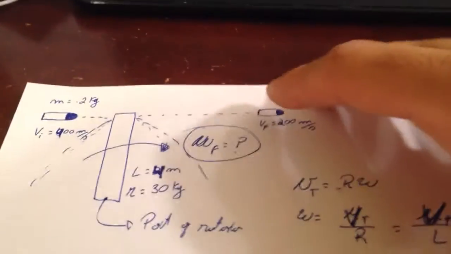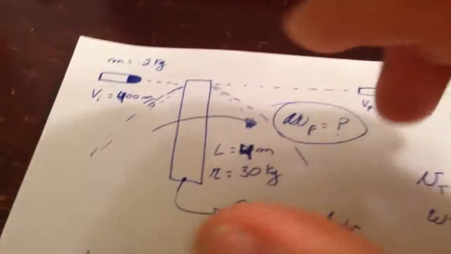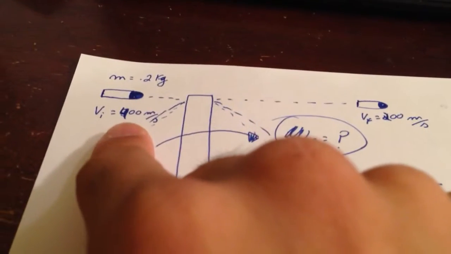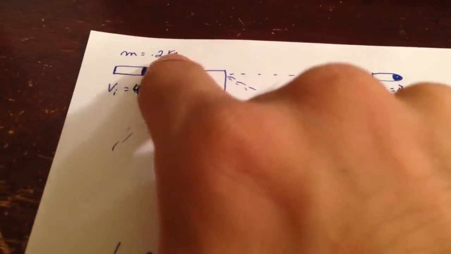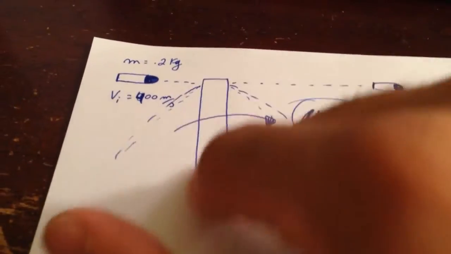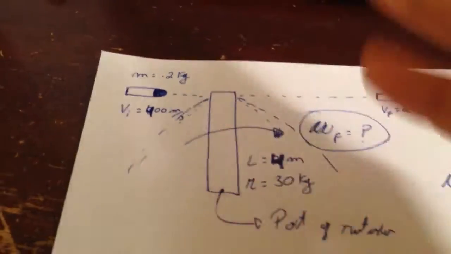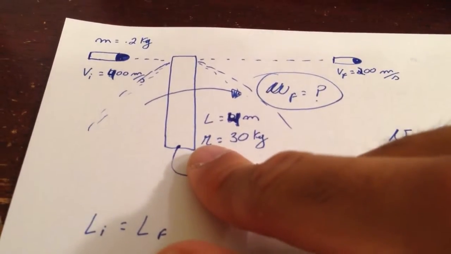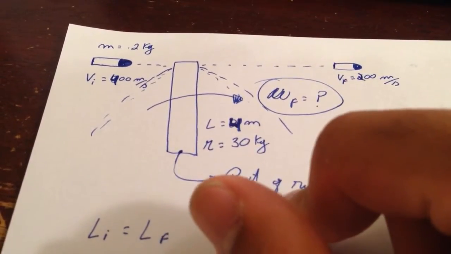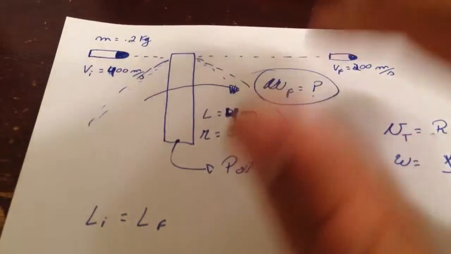And our problem of today, we have a bullet of 400. That's the initial velocity, going 400 meters per second, and it has a mass of 0.2 kilograms. And it went through this log right here. This log is made of wood, I guess. And this log has a length of 4 meters and has a mass of 300 kilograms. Not 300, 30 kilograms. I'm sorry.